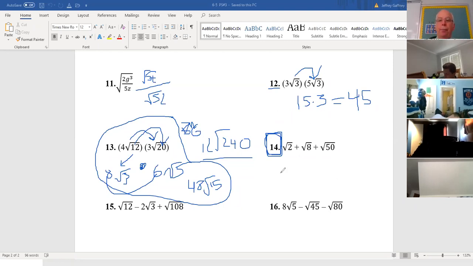All right. I can't simplify radical 2, can I? But 8 is 4 times 2, so I can bring the 4 out as a 2, leaving 2 under the radical, which is a good deal. I can now combine those two like terms. Now I'm thinking, what's 50 divisible by? Can 2 go into 50? And it does, and what happens? It's 2 times 25. So the 25 comes out as a 5, leaving 2 under the radical. Now I got 3 like terms, or 3 like radical expressions. So my final answer is going to be 8 radical 2.